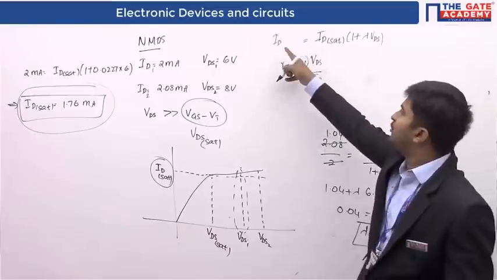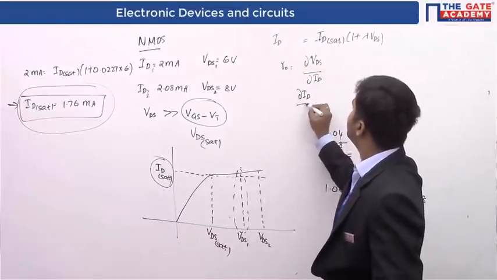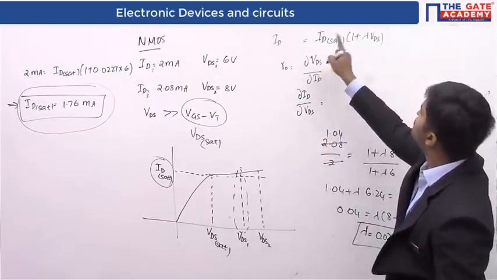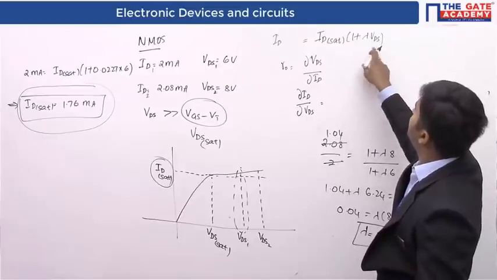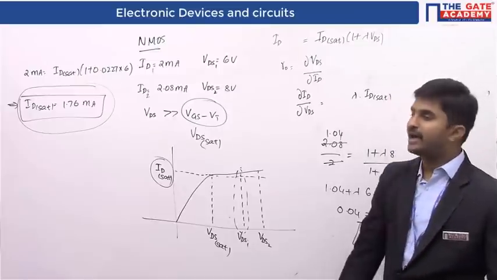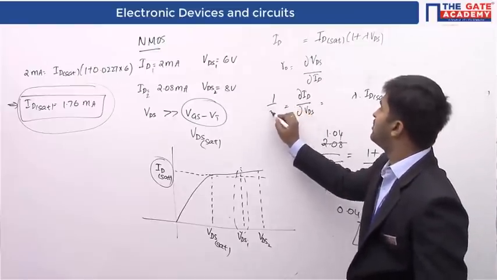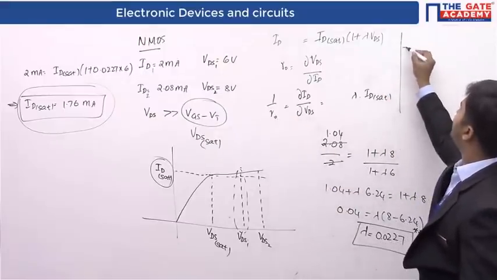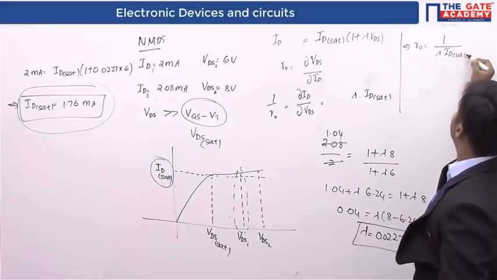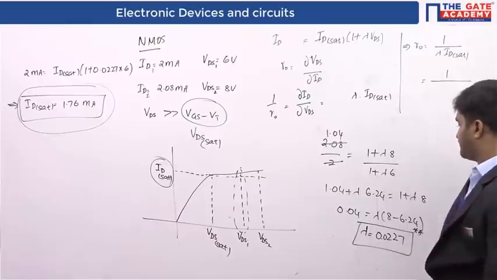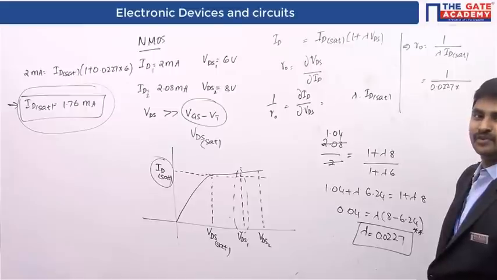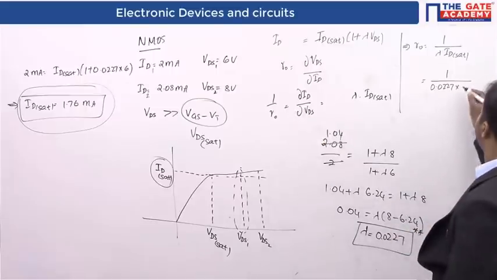First of all, I want to find out the value of dou ID by dou VDS. Dou ID by dou VDS is going to be equal to lambda multiplied by ID sat, which is 1 by R naught. This implies the value of R naught is going to be 1 by lambda ID sat. What is lambda? Lambda is 0.0227, multiplied by the ID sat. ID sat is nothing but 1.76 milliamperes.